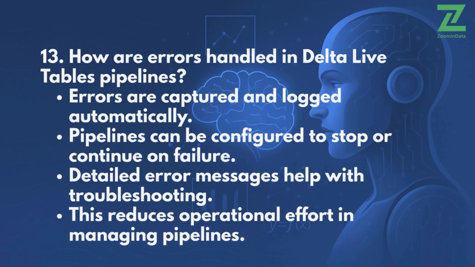How are errors handled in Delta Live Tables pipelines? Errors are captured and logged automatically. Pipelines can be configured to stop or continue on failure. Detailed error messages help with troubleshooting. This reduces operational effort in managing pipelines.